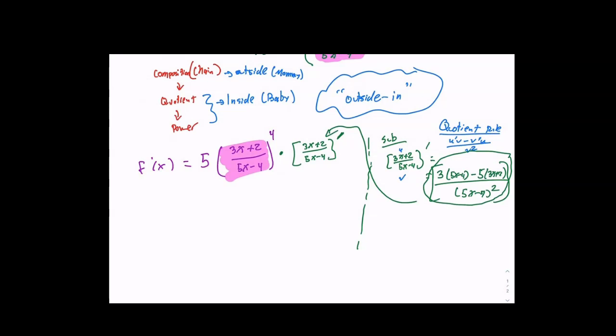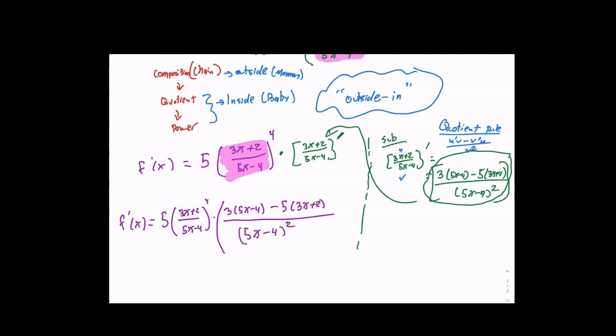So some of you can probably do this in a lot quicker, one step. So f prime of x is 5 times 3x plus 2 over 5x minus 4 to the 4th power, times parentheses, or bracket, however you want to do it, 3 times 5x minus 4 minus 5 times 3x plus 2, all of that over 5x minus 4 squared. And that is my derivative.